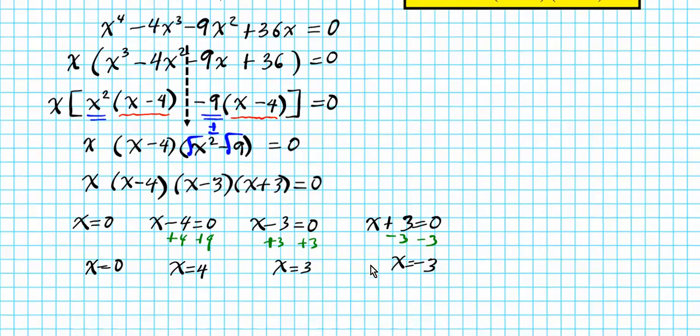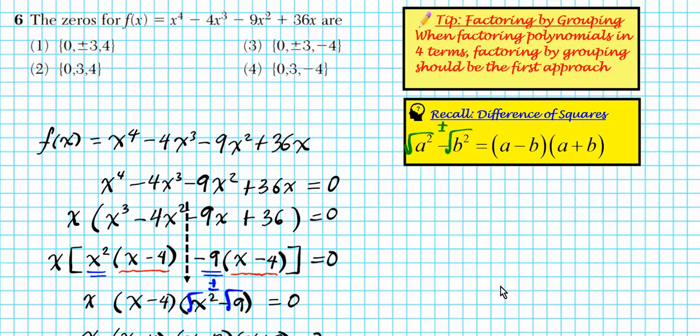Okay, so what are our zeros? Our zeros are, if you want to organize it in the way that was presented in the options, we have 0 plus or minus 3, just to group those two together, and positive 4. The answer to question number 6 is option number 1. Okay, so there goes our final answer.